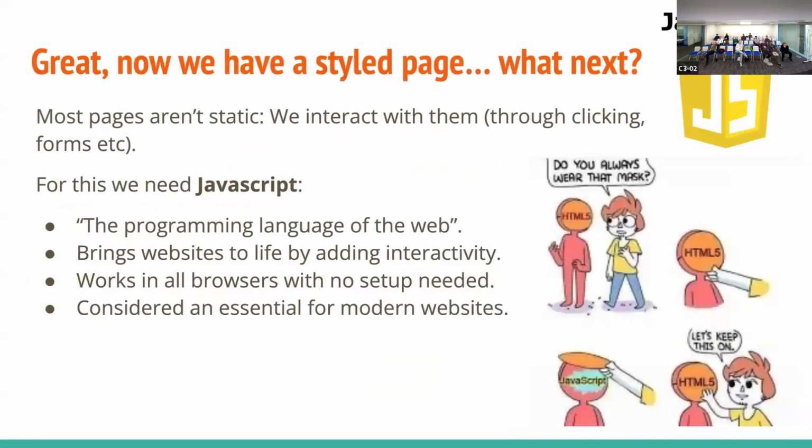So we have a styled web page. Most pages that we use aren't static. We interact with them, for example, filling out forms, clicking buttons or links. And for this, we need JavaScript. I'm sure many of you will have used JavaScript before. It's known as the programming language of the web. It adds interactivity. There is no setup needed, no imports needed. It works out of the box on all browsers and is just generally considered an essential for modern websites.